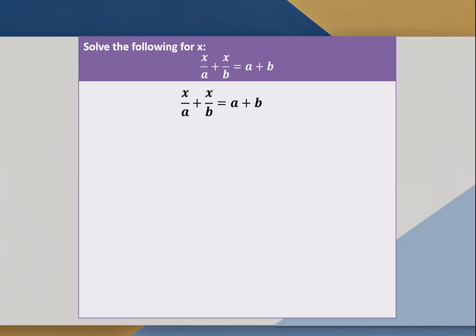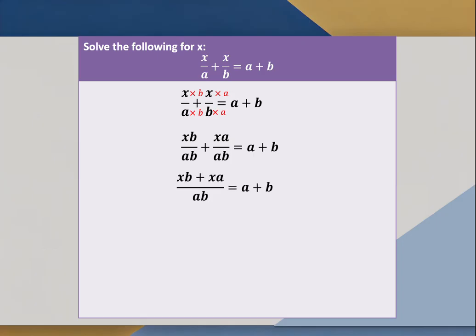Because we're dealing with letters, it makes it a bit harder. So the same rules apply as with numbers. To get our denominators the same, we are just going to times them by the opposite. That means I'm timesing my left hand side by b and my right hand side by a. So you're going to rewrite that. I'm left with xb over ab plus xa over ab is equal to a plus b.